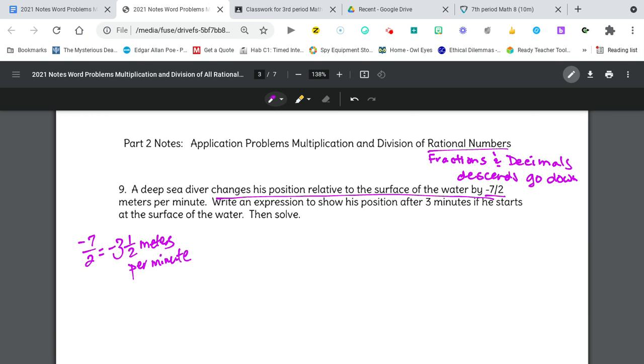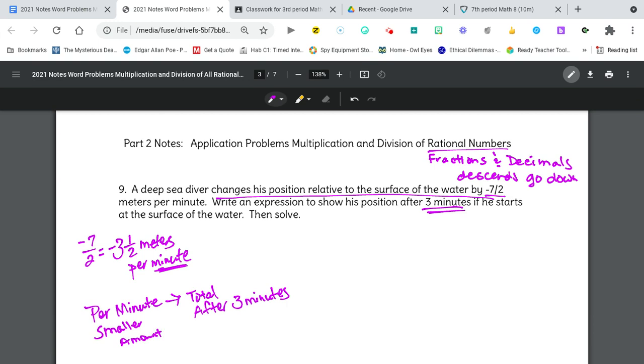It says, write an expression to show his position after 3 minutes if he starts at the surface. Well, this is what he does per minute. So they gave me his per minute first, and I want to go to the total. The total they're asking for is after 3 minutes. So instead of being given the total first, this time I was given the smaller amount first.